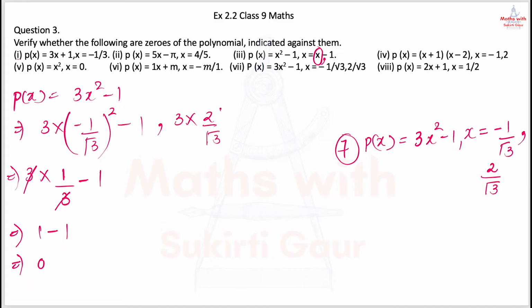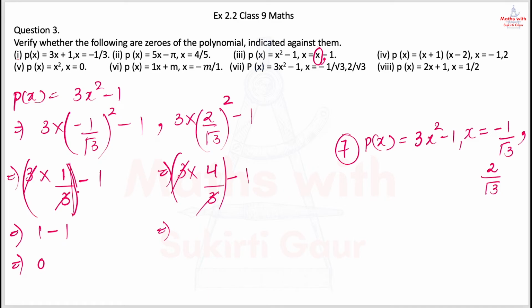2 by root 3 square minus 1. 3 multiplied by 2 square is 4. Root 3 square is 3 minus 1. Cancel this 3 because we are going to solve multiplication first. Here also, I'm sorry, I forgot to place the brackets. Yeah, we have got 4 minus 1. This will give us 3. So we are not getting 0 by putting 2 by root 3. It means 2 by root 3 is not the 0 of the polynomial.